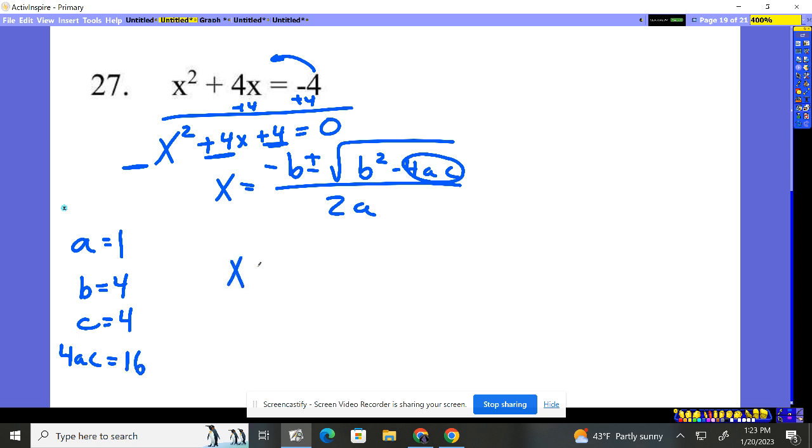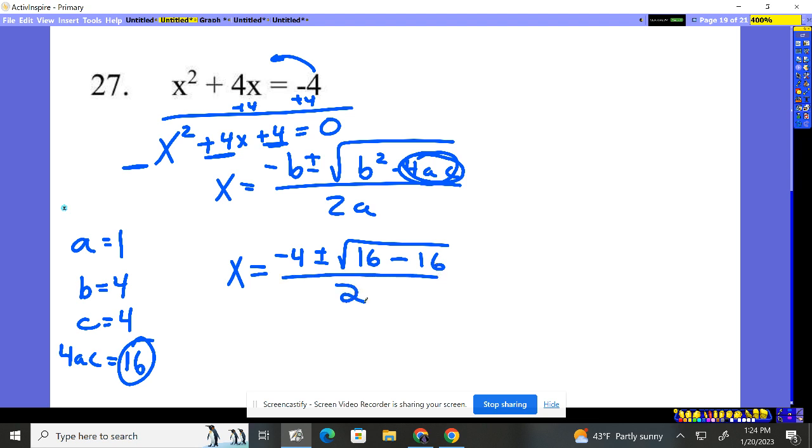Now we're just going to plug into our equation and out will come our answer. So opposite of b, opposite of 4 is -4, plus or minus the square root of b squared. 4 squared is what? 16. Minus, well, we've already done the 4ac, so I just look right here and go, hey, just put 16 right there. All over 2 times a, which is 2 times 1, so it's 2.